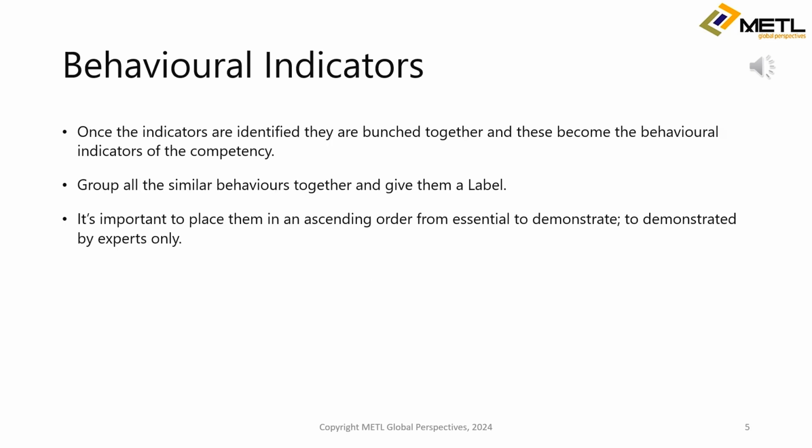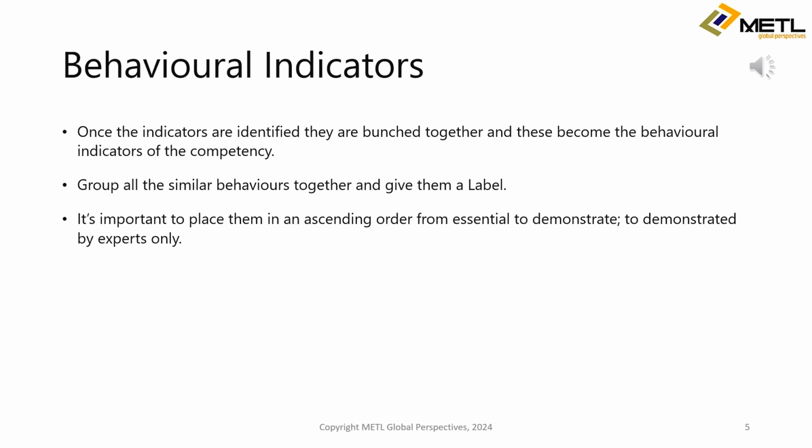Behavioral indicators. Once the indicators are identified, they are bunched together and these become the behavioral indicators for the competency. Group all the similar behaviors together and give them a label. It is important to place them in ascending order from essential to demonstrated by experts only. What organizations do is have a 5 level scale from essential to demonstrated by experts, and in these 5 level scales they will have multiple levels of indicators to identify them.